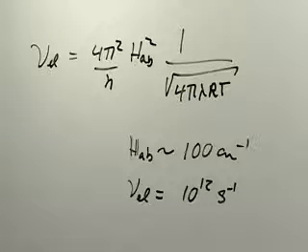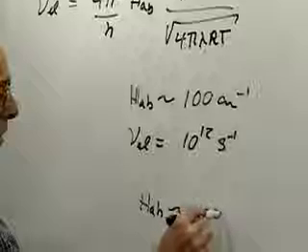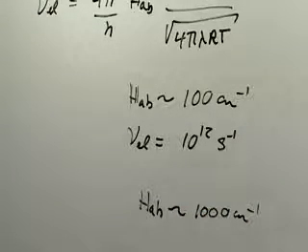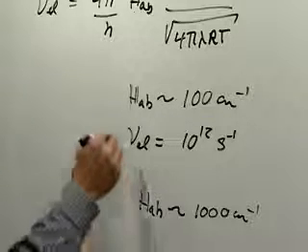On the other hand, what happens when HAB gets much bigger? What happens when HAB becomes of the order of 1,000 centimeters to the minus 1? The probability has gone up to 1, and you can always cross the curve. So you can never go faster than being able to cross the curve. It may be willing to jump back and forth a million times, but then you go over to the nuclear frequency.